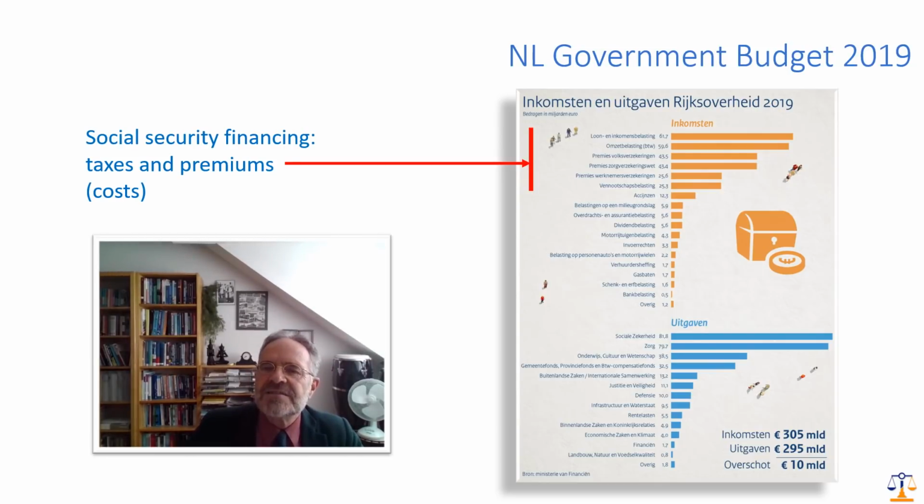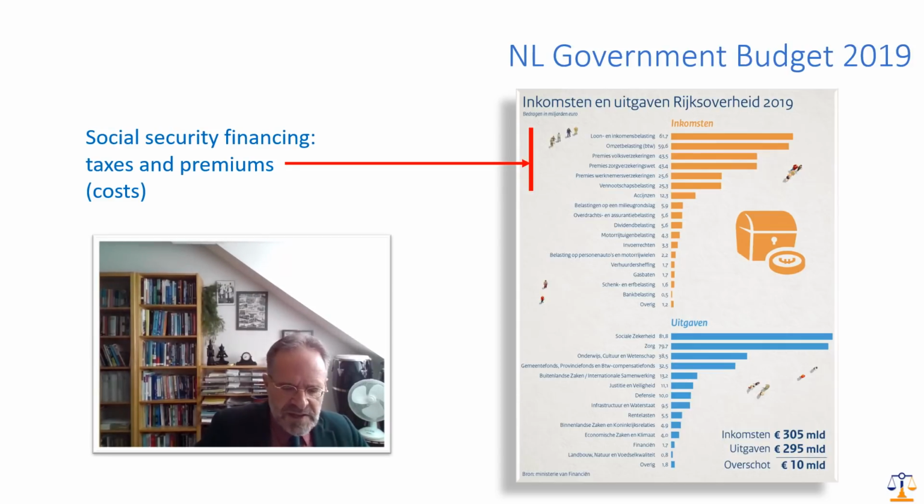And how is that social security system funded? It is funded by taxes and premiums, which are levied by salary tax, corporate tax, premiums paid by people, and premiums paid by employers.